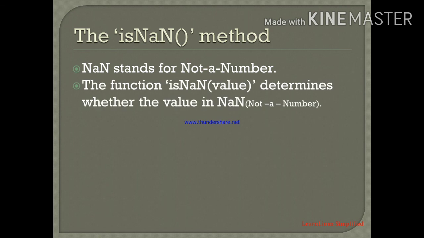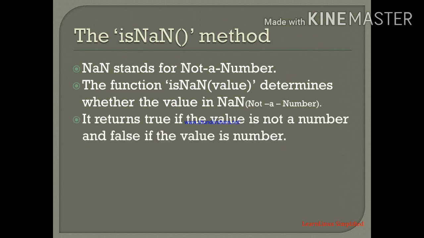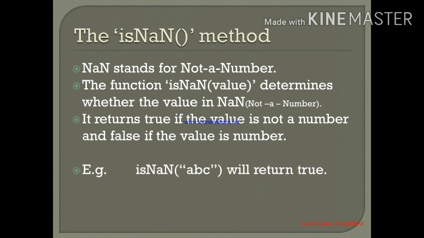The function isNaN determines whether the value is not a number. It returns true if the value is not a number and false if the value is a number. Example: isNaN of ABC will return true because ABC is not a number. In the same way, isNaN of 123 will return false because the value 123 is a number.